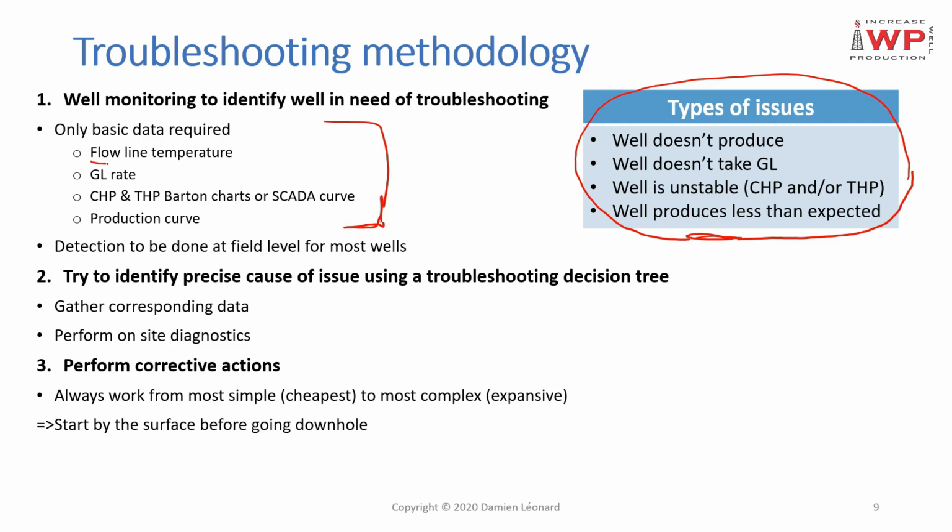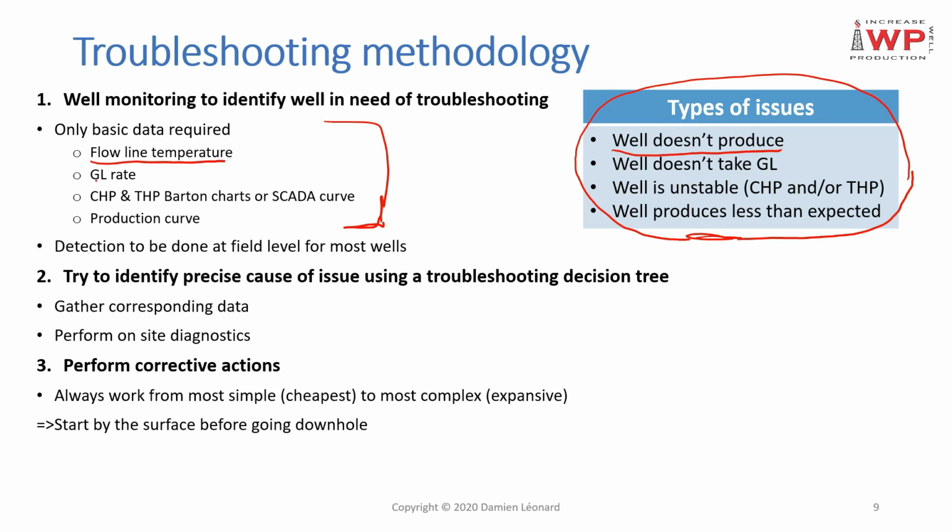Typically, evolution of the flow line temperature could help you to find a well that doesn't produce, if the well head temperature or the flow line temperature is very low. It could also help you to identify the wells that produce less than before, if this temperature has decreased.